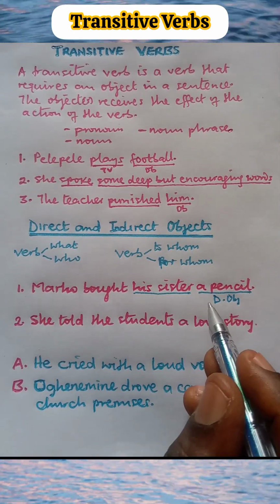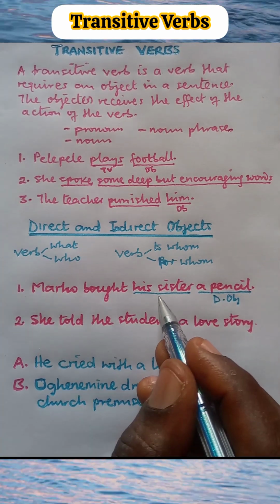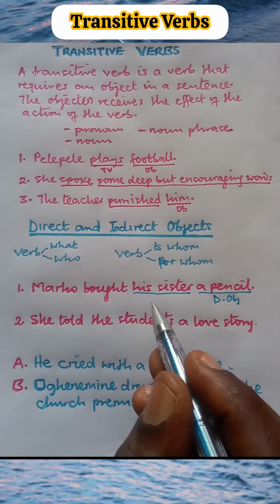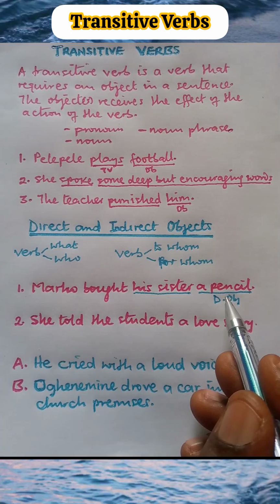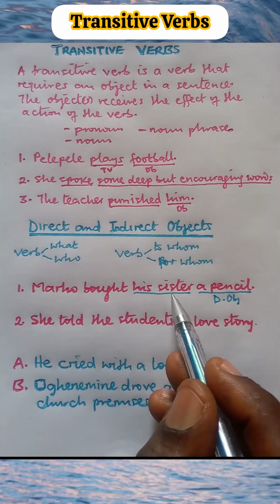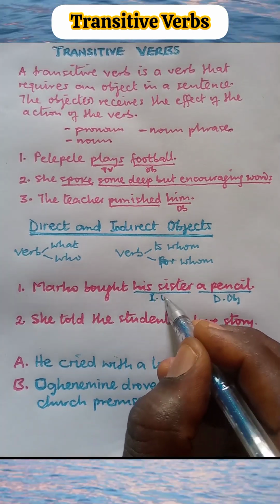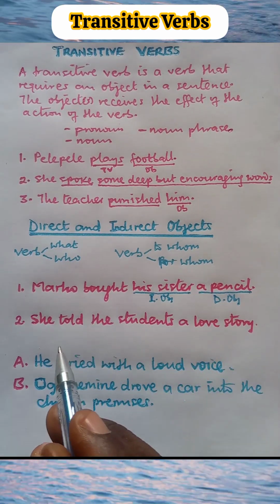Now that we have known the direct object, automatically the second object becomes the indirect object. But then, let us still ask the question, Maro bought a pencil for whom? You find out that for his sister. So his sister is the indirect object of the verb bought. Let us look at number 2.